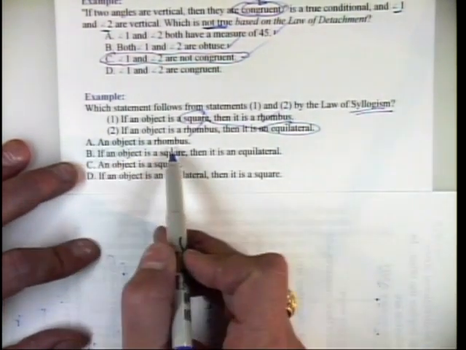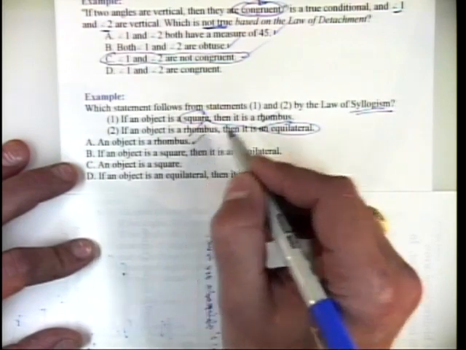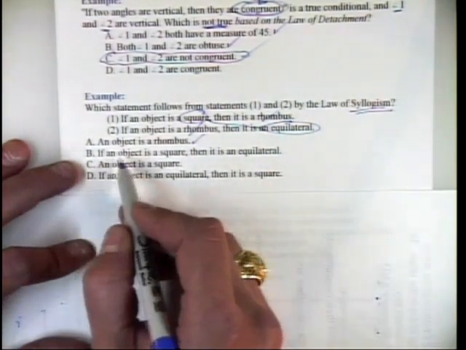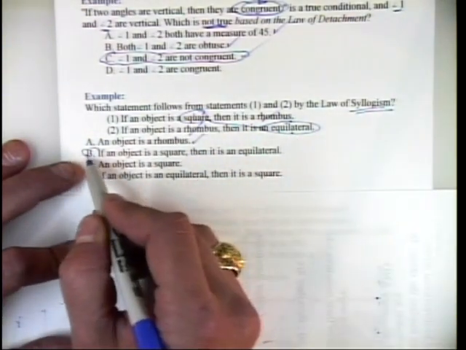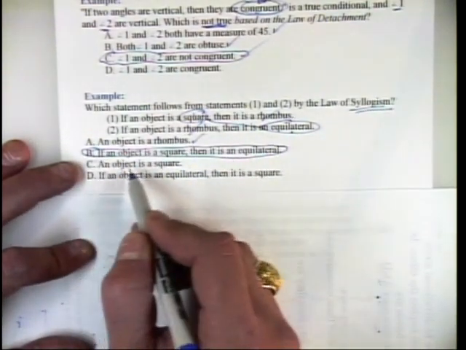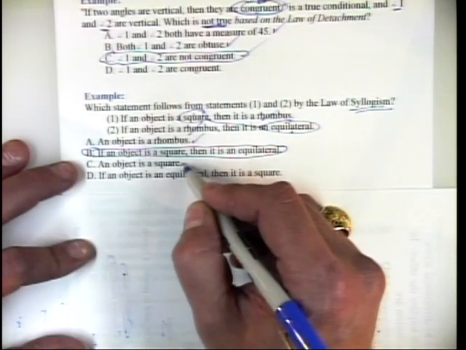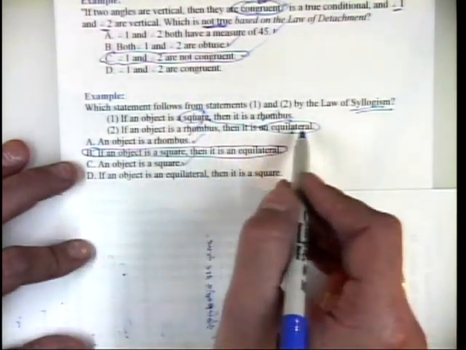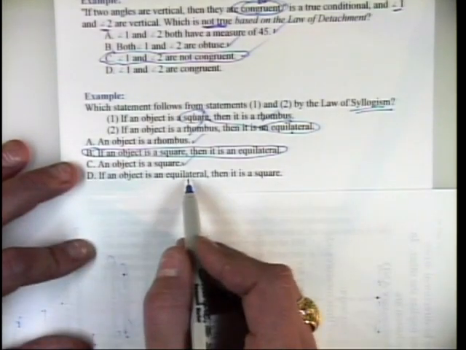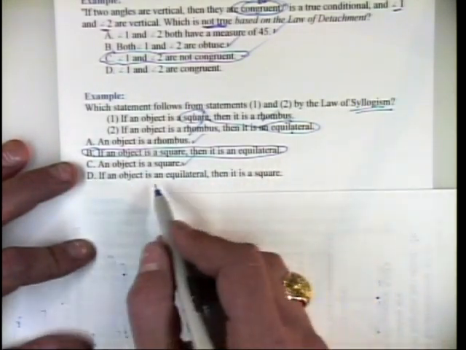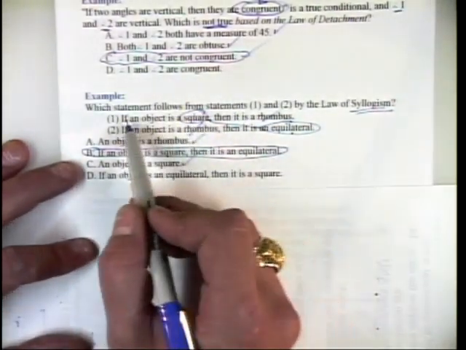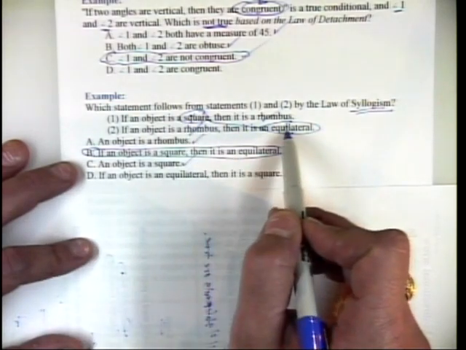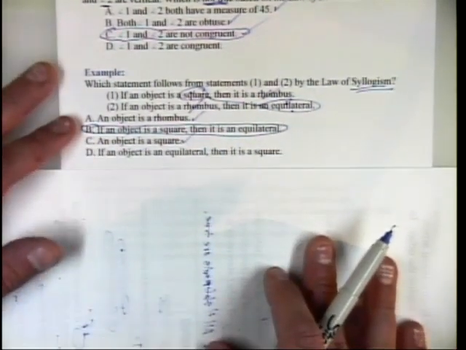Let's look at the choices. An object is a rhombus. Well, that would be true, but not specifically by our law of syllogism. If an object is a square, then it is an equilateral. Square implies equilateral. That's looking real good. I'm going to circle it, but I'm going to keep looking here. An object is a square. Well, yeah, that's going to be true also, but not specifically what we're looking for. If an object is equilateral, then it's a square. Okay, that's not always necessarily true. So some of these might be true, but basically what we're looking for is square implies equilateral by way of rhombus. There were some good answer choices in there, but again, only one of them was correct.